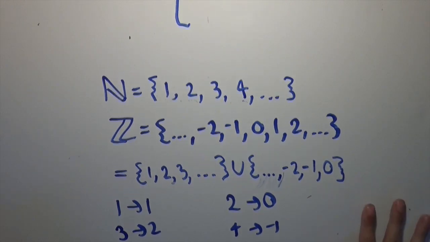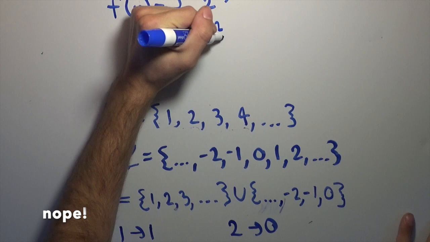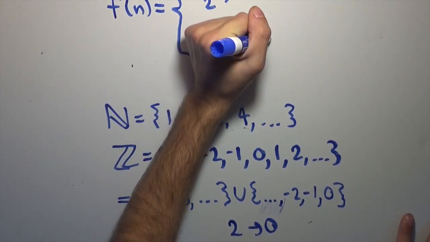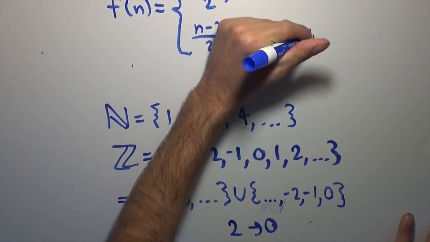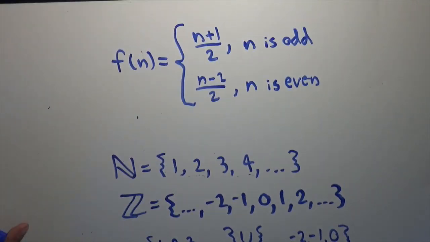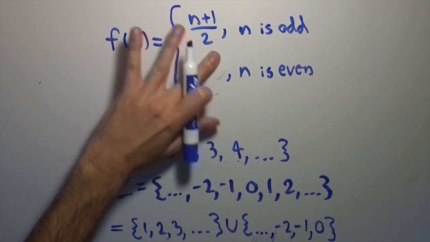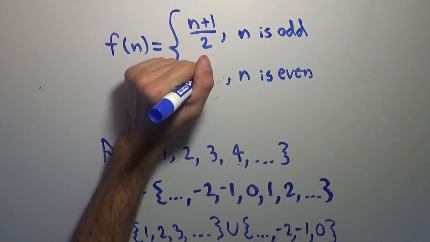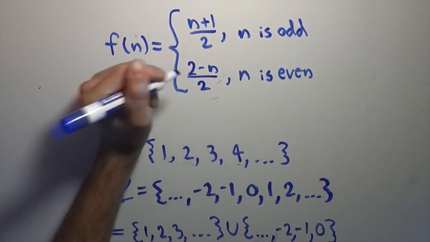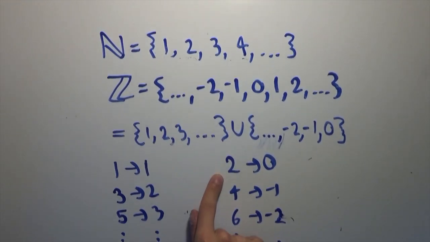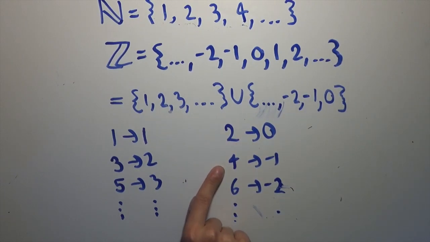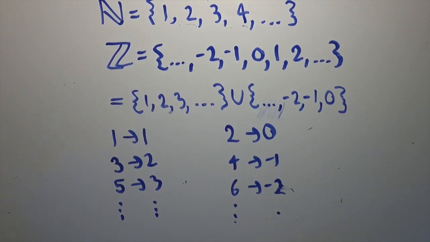So this is just going to be (n minus 2) over 2 for n even. Because let's check that. So 2 minus 2 divided by 2 is 0. Whoops, I apologize. My mistake. That should be (2 minus n) over 2. So (2 minus 2) over 2 is 0. (2 minus 4) over 2 is -1. (2 minus 6) over 2 is -2. And so this all works perfectly. The rule works for this one as well.